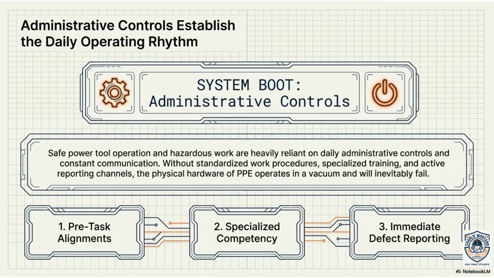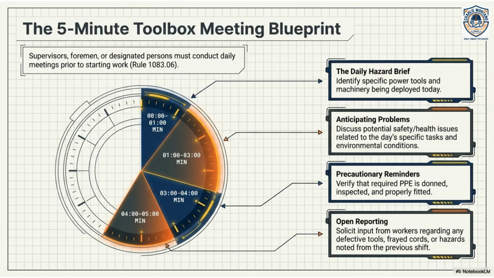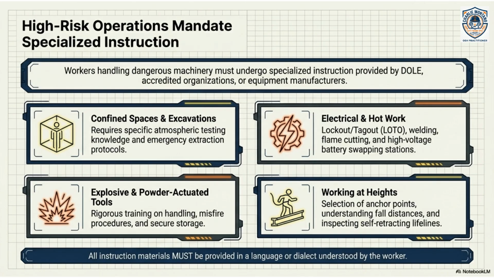Administrative controls establish the daily operating rhythm. Without standardized procedures, specialized training, and active reporting, PPE physical hardware will fail. These controls include pre-task alignments, specialized competency, and immediate defect reporting. The 5-minute toolbox meeting is mandatory before starting work. This blueprint includes a daily hazard brief, anticipating problems, precautionary reminders, and open reporting of defective tools or hazards from the previous shift. Specialized competency is critical and involves comprehensive certification, recurrent safety training, and site-specific orientation. This ensures the workforce is prepared to handle both routine and unexpected hazards.